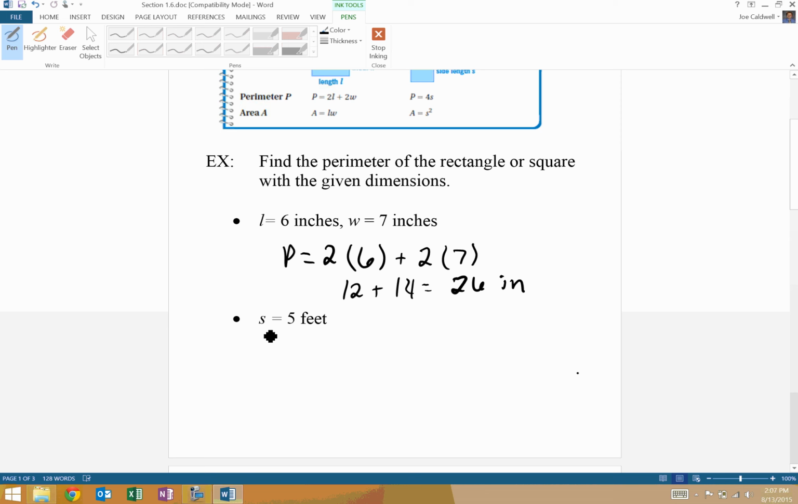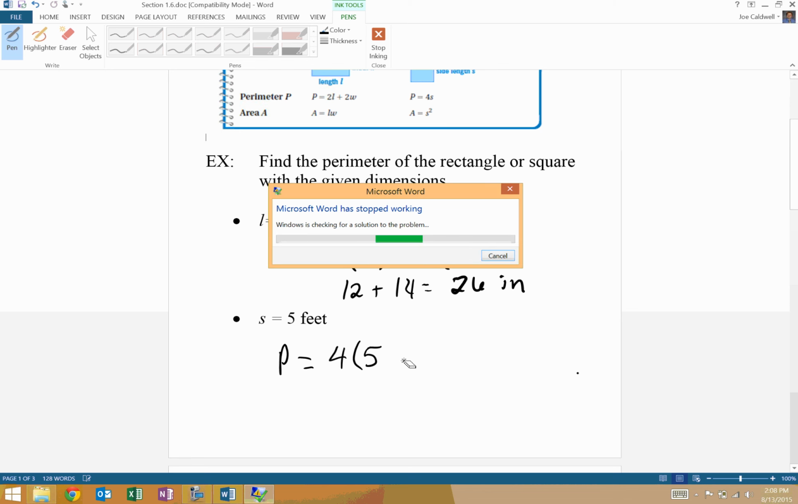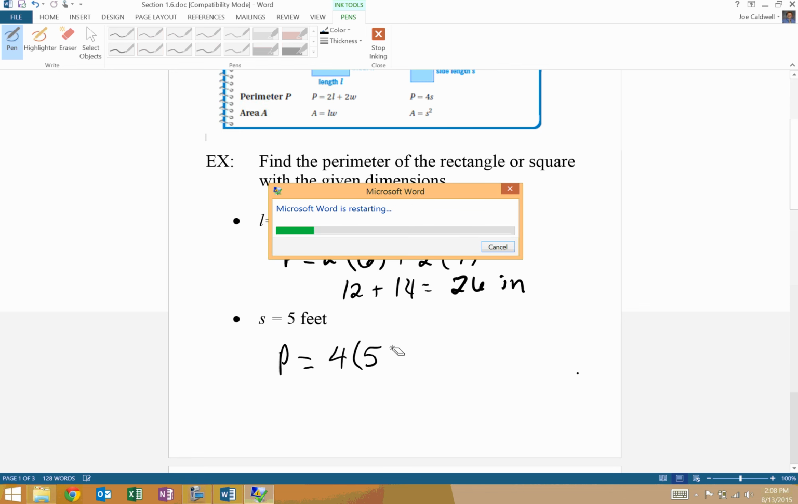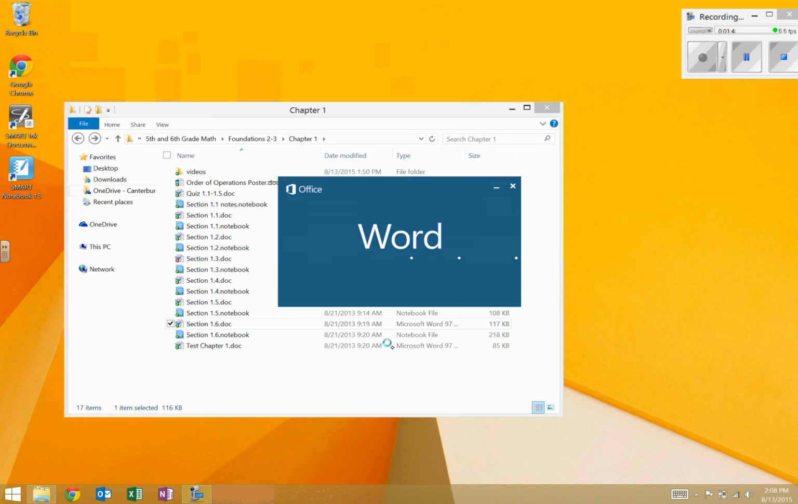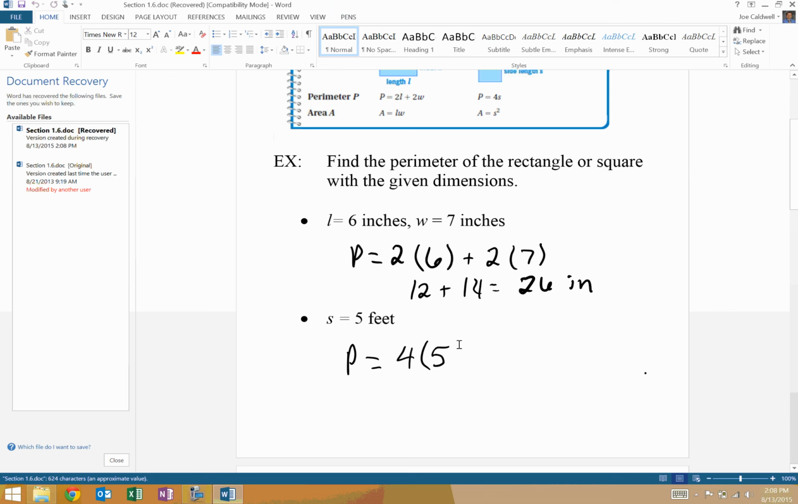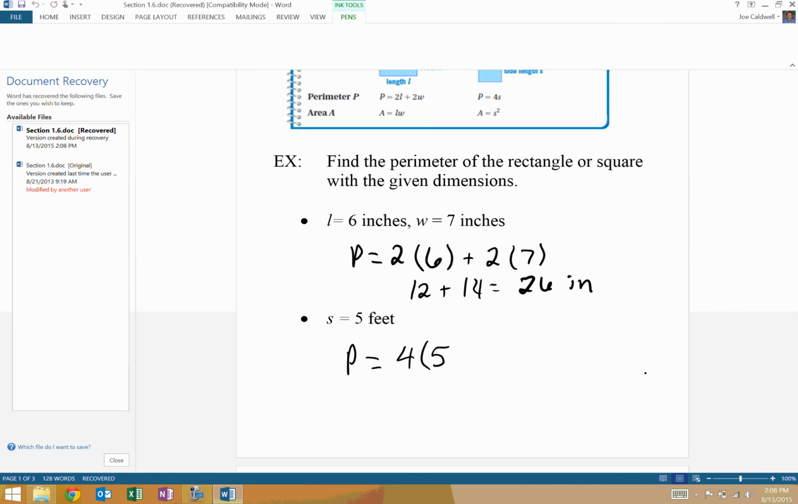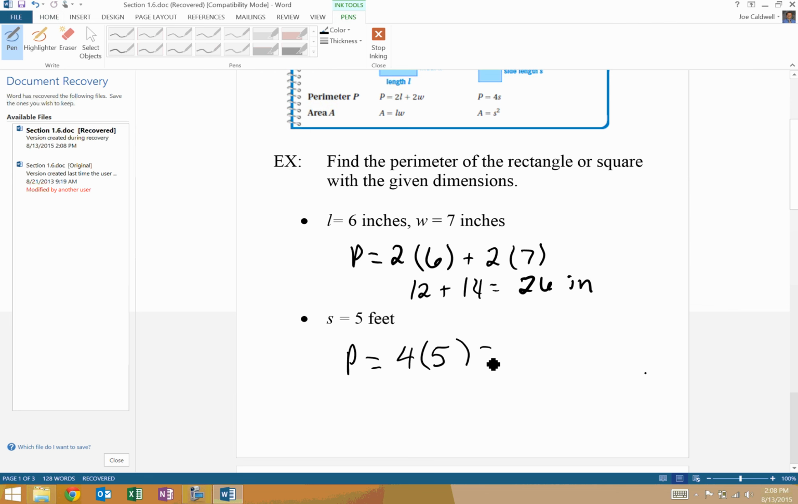So when it just says S, that should ring a bell to you that we're going to be dealing with a square. And so we're going to be using this formula up here. So in this case, we have P, and we're going to do 4 times the side length, which it tells us is 5, which is 5 feet. And so we're going to have 20 and include the units.